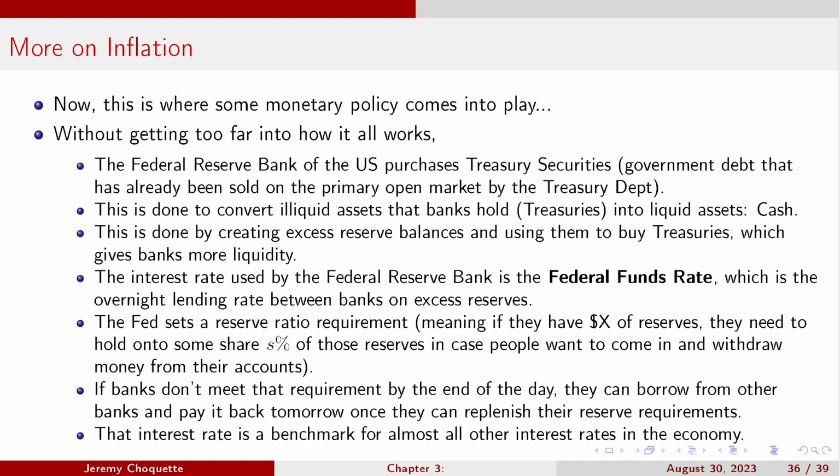Now, sometimes banks at the end of the day go, oh my God, we actually didn't meet that requirement. We thought we were going to, but we didn't. So if they don't meet that requirement by the end of the day, they can borrow from another bank and then they'll just pay it back tomorrow and replenish their reserve requirements. The interest rate, that overnight interest that they'll pay, is the benchmark for almost all other interest rates in the economy. And that overnight lending rate is the federal funds rate. That's what the Federal Reserve tries to set using their monetary policy. Now, they don't just set it by diktat.